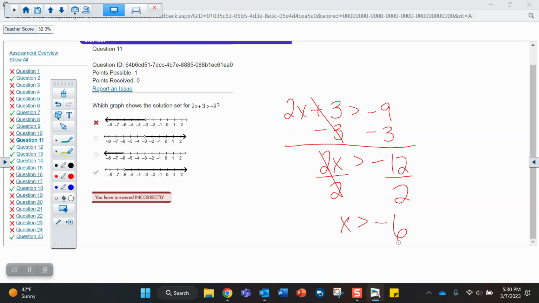So we need -6 with an open circle because it's just greater than, and it's shaded to the right. We're talking about all the numbers greater than -6. Remember, you can also look at the symbol as a direction. It's pointing to the right, so we're shading to the right.